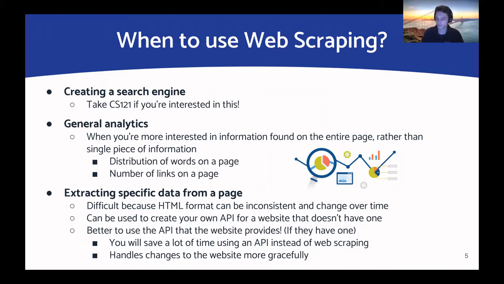So that way, if you're trying to access, maybe you create an API for some website that you found online, other people can use it and they don't have to go through the process of web scraping themselves. And again, it's always better to use an API that the website actually provides. There's a lot of reasons for that.